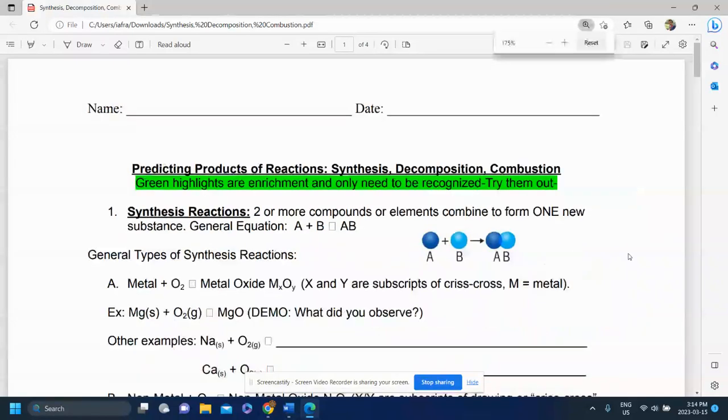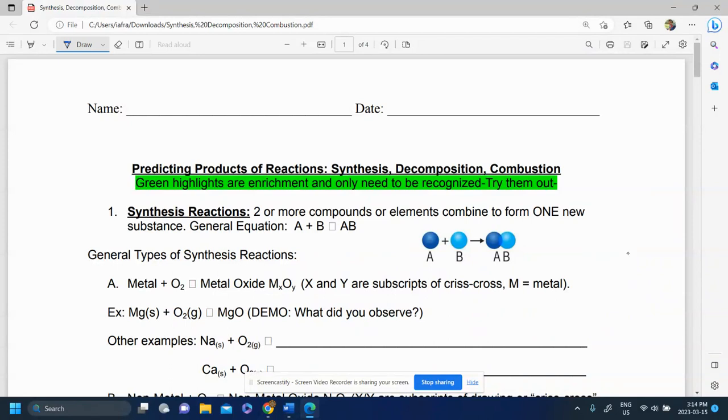In this video, we're going to take a look at synthesis, decomposition, and combustion reactions. We're going to review what they look like, so how to identify them, and also how to predict products of some simple synthesis and decomposition reactions, as well as combustion.